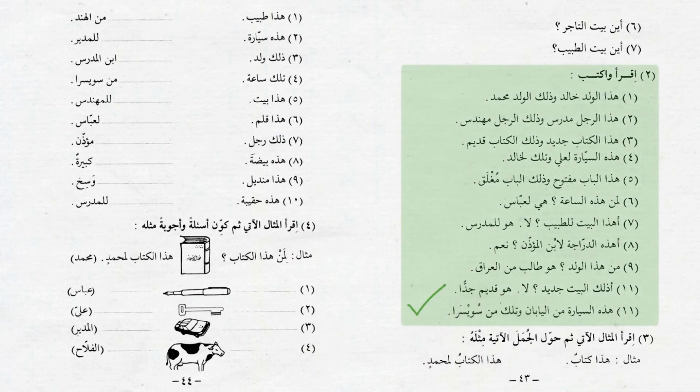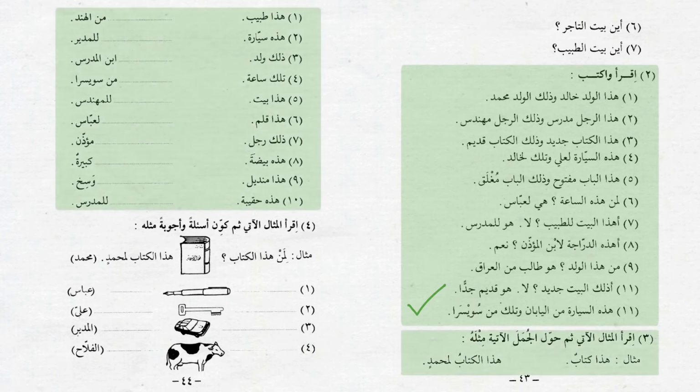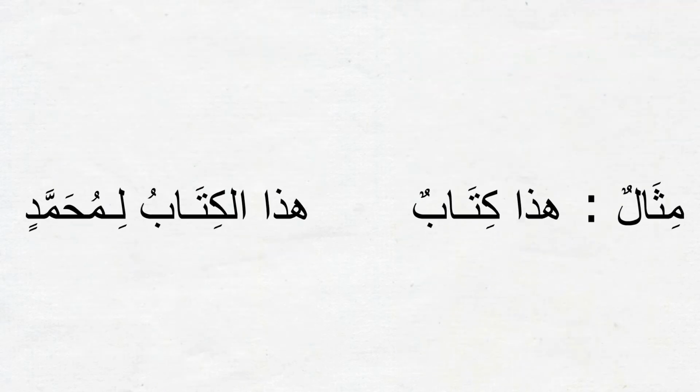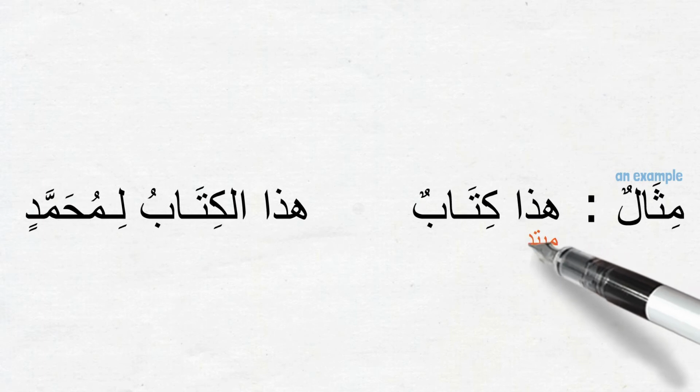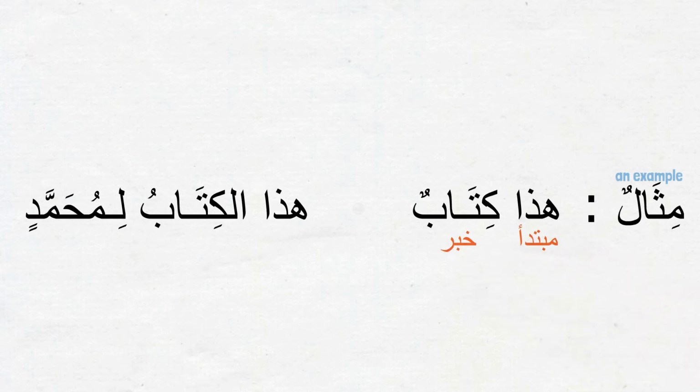Okay, that was the end of exercise 2. Let's continue with the next exercise, which is exercise 3 on pages 43 and 44. We need to read the example sentences given and come up with similar sentences in what follows. Mithalun here means an example. The first sentence of the mithal is هذا كتاب, which is a simple mubtada khabar type jumla ismiya. The translation is: this is a book.